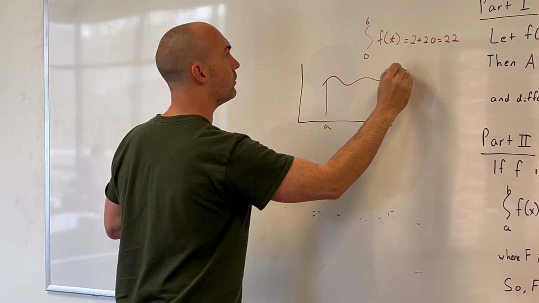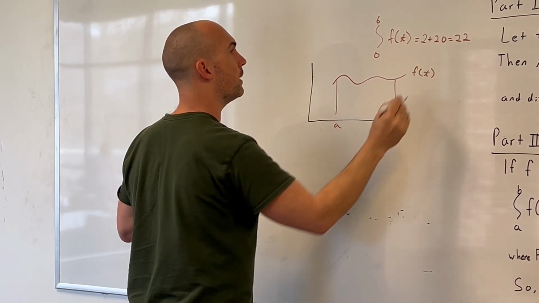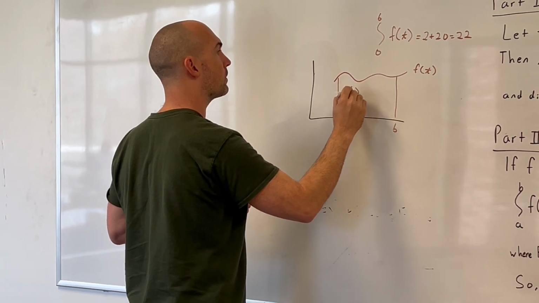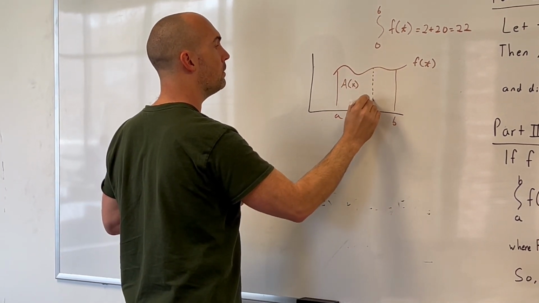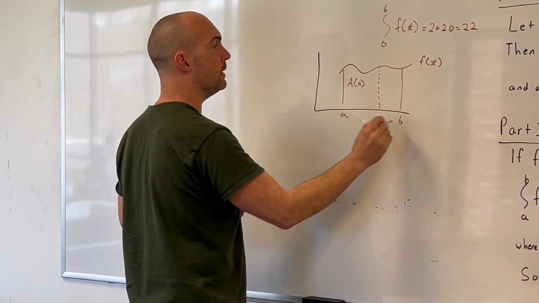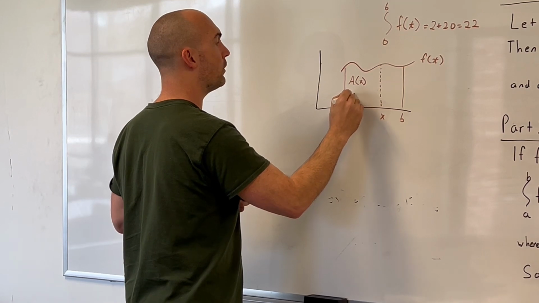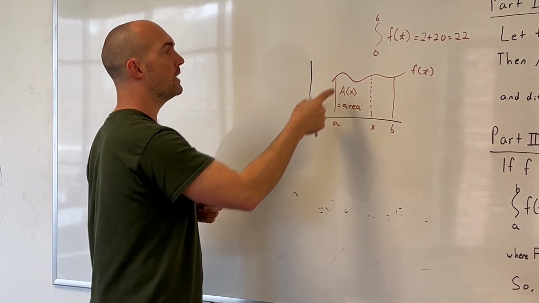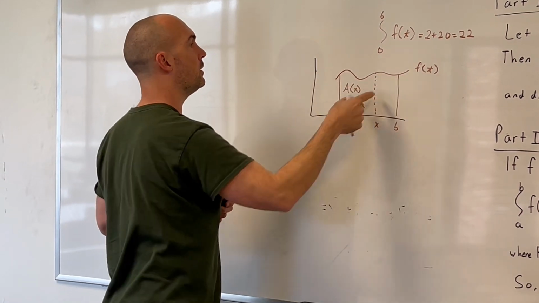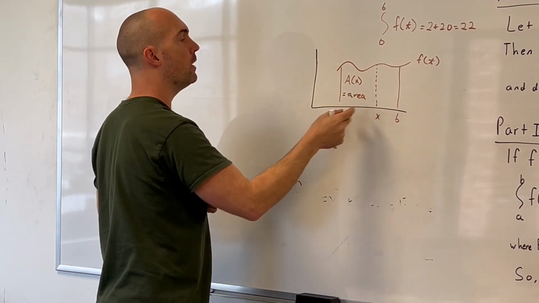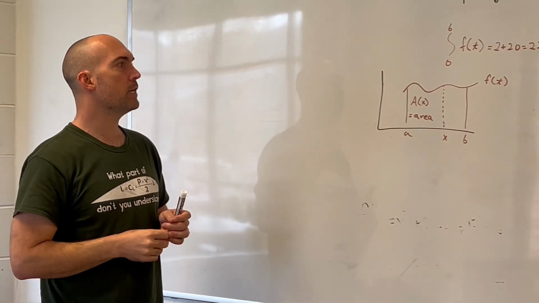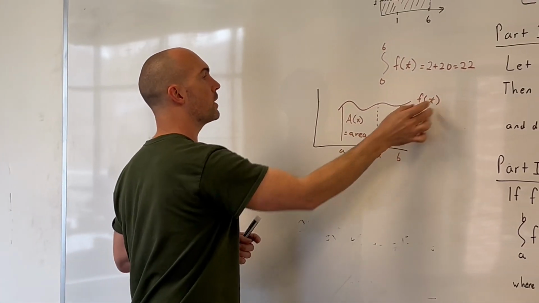So this is my f of t, this is my initial function, right? We're gonna define a new function, A of x, where if you tell me some number x in between a and b, it will give you the area under the curve, right? A of x is the function that gives you the area under f of t, up to the point of x, right? Well, it turns out there's a relationship between this function and this function.